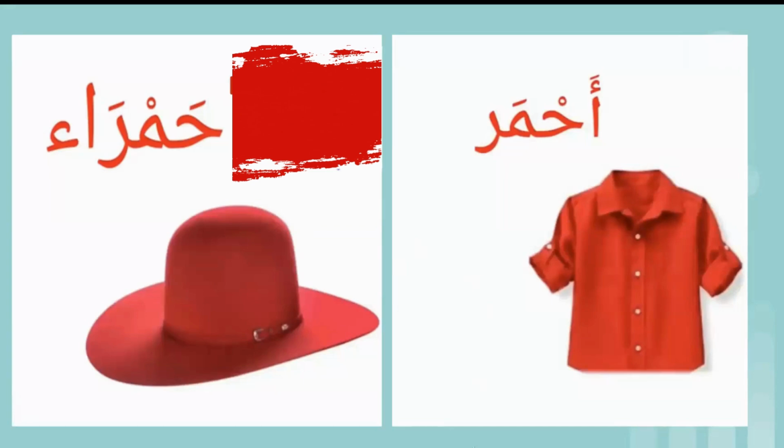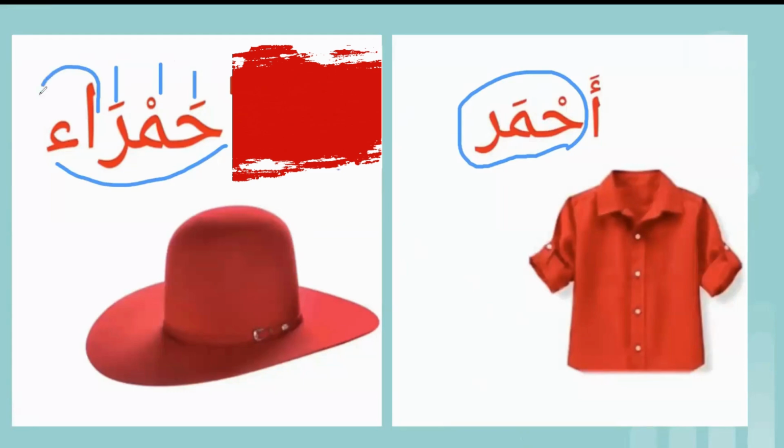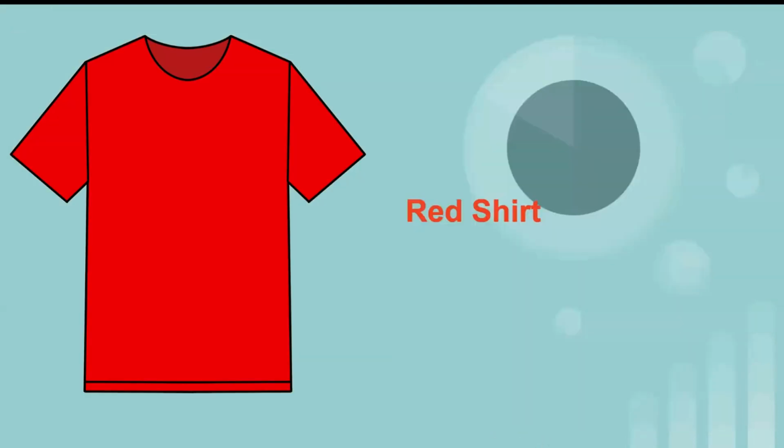If you observe, the ha, mim, and ra are the root letters, and these root letters will be converted into the feminine form. How? The ha, mim, and ra will be there, and a hamza is added at the end, and it becomes hamra, حمراء. Can you repeat? Okay, good.